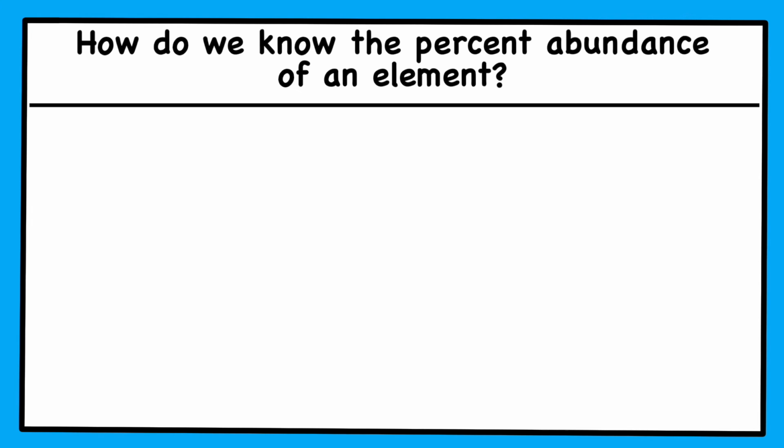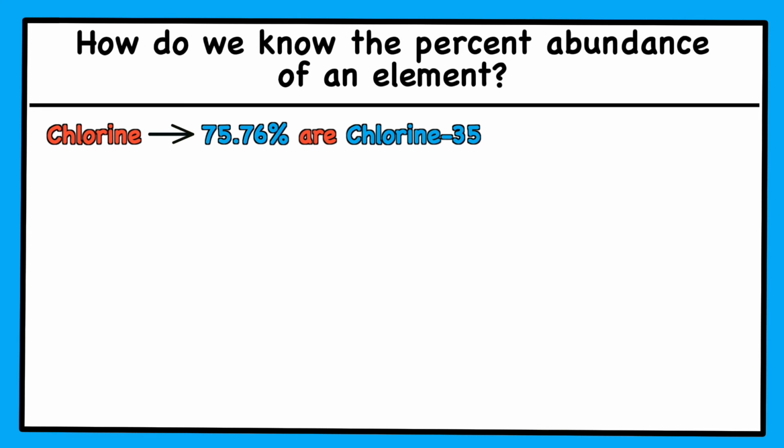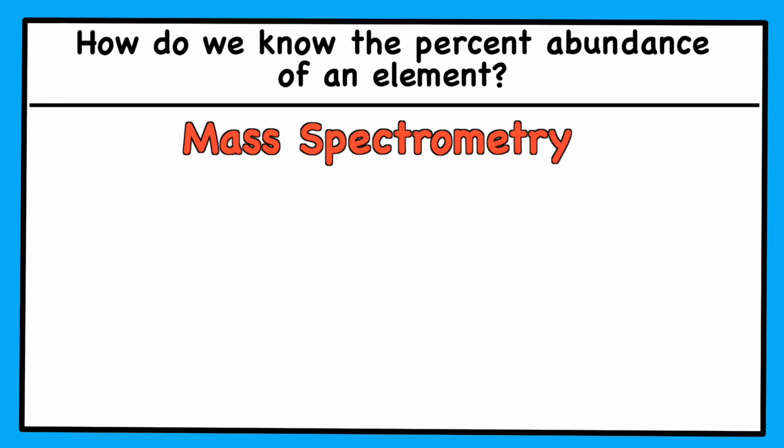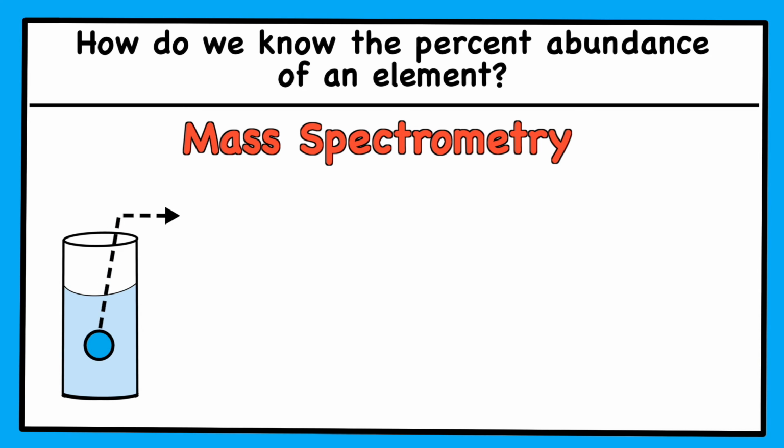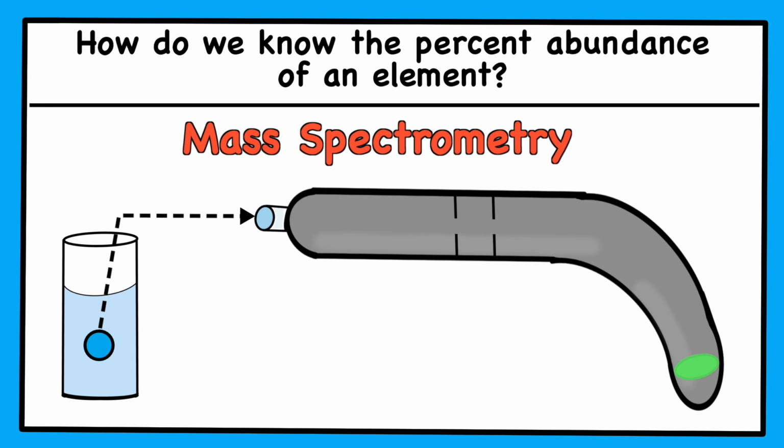In other words, how do we know for certain that out of all the chlorine atoms on this earth, 75.76% of the chlorine atoms are chlorine-35? Or chlorine atoms with 17 protons and 18 neutrons. This percent abundance of any isotope can be determined experimentally by a technique called mass spectrometry. In mass spectrometry, a sample of an atom or molecule is put into an instrument called a mass spectrometer.